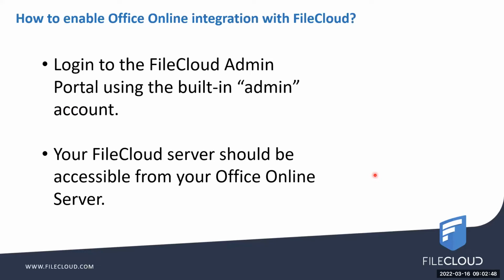First, the following items have to be considered. One is that the admin user should be using the default admin account and not a promoted admin account. This ensures that the admin account has full access to all configurations. Next, if you are using Office Online on-premise, you need to make sure that the Office Online server should have access to the Filecloud server at all times, because both servers will need to communicate.